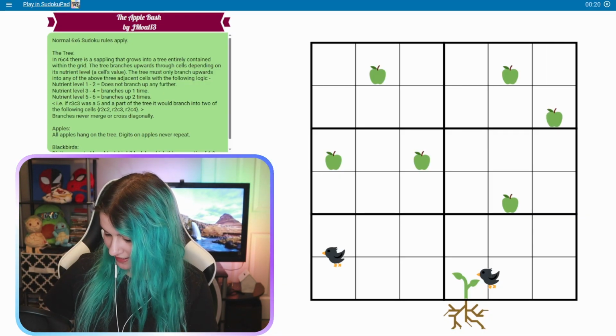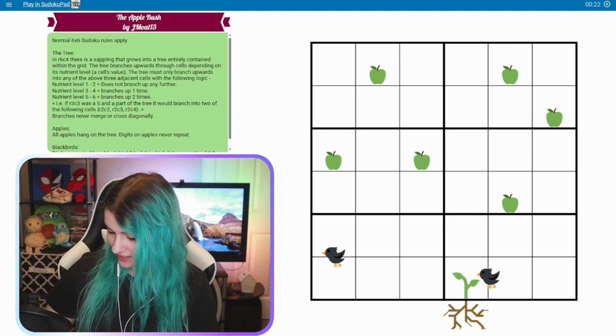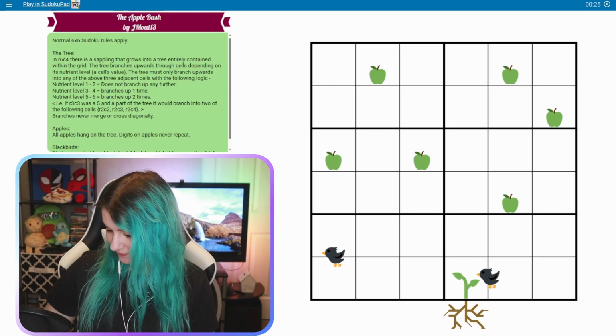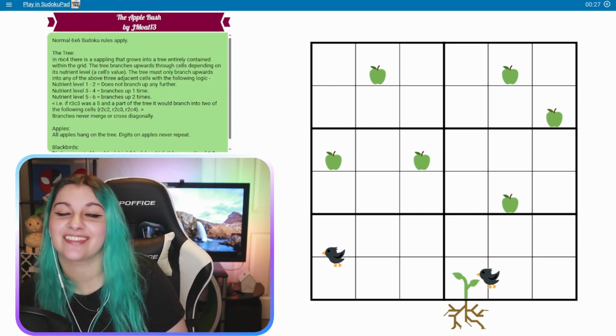Luna's very mad today. She's sitting down on the floor with airplane ears just glaring at me. What is going on with you today?